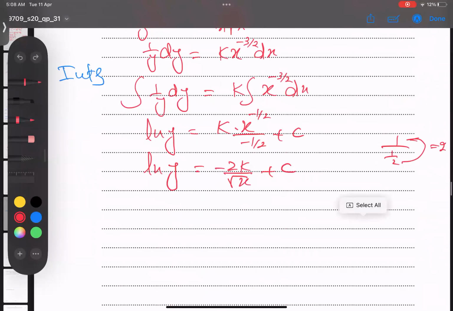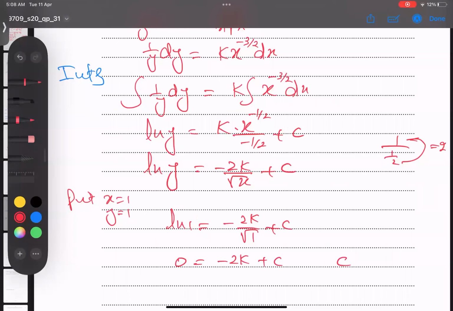Now I can see that (1, 1). So I will plug in x is 1, y is 1. So when I plug in 1 here, students, it becomes ln 1 minus 2k over root of 1 plus c. This is 0. So I get 0 is equal to -2k plus c. So the c value becomes 2k.